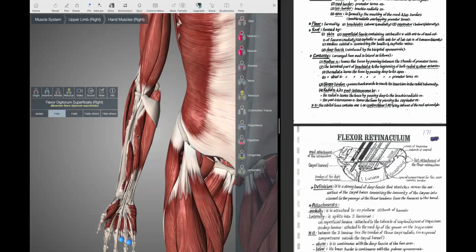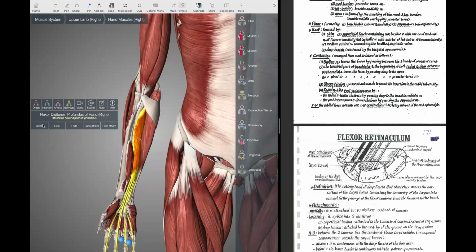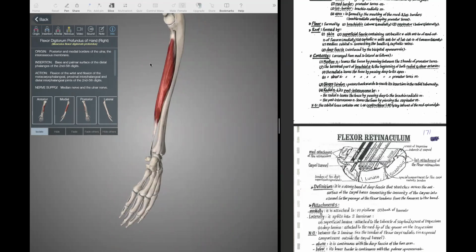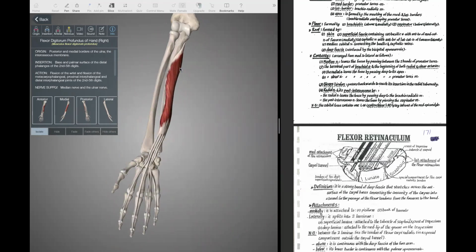Flexor digitorum profundus. Origin, the posterior and the medial border of the ulna. Insertion, tips of the fingers, 2 to 5. Or you can say distal phalanx 2 to 5.